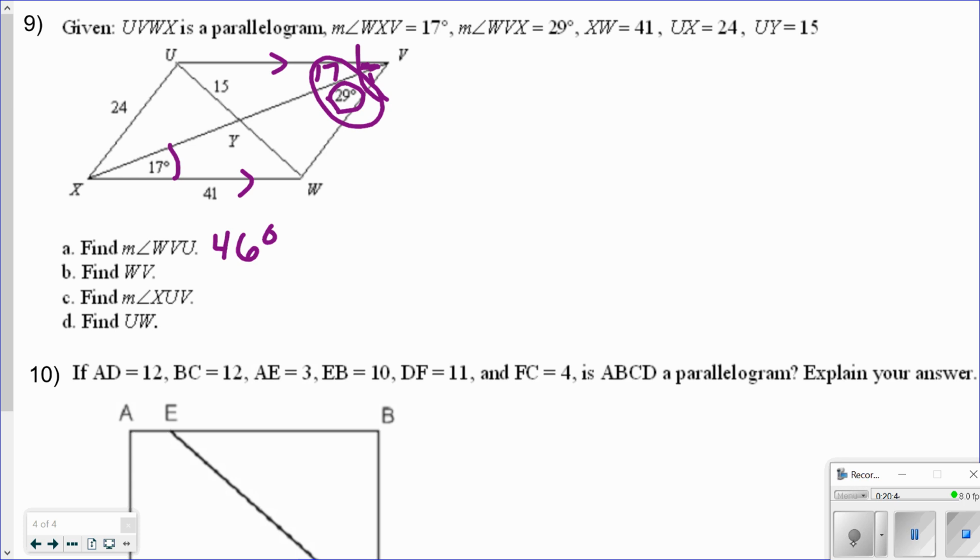Next, I need to figure out what is WV. So WV is right there. So the opposite side is XU, which is 24, meaning that WV is also 24 if this is a parallelogram.